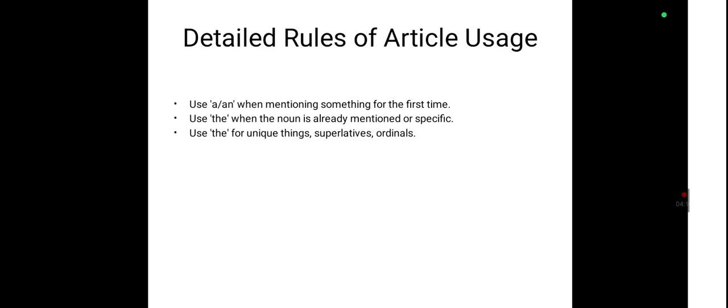And we can also use the article before historical monuments and events. For example, the Constitution, the French Revolution. The Constitution is a historical document. The French Revolution is a historical event. And names of places, for example, sometimes we use the University of Delhi, the Taj Mahal. So some monuments are there. Before these things, we can use the article the.